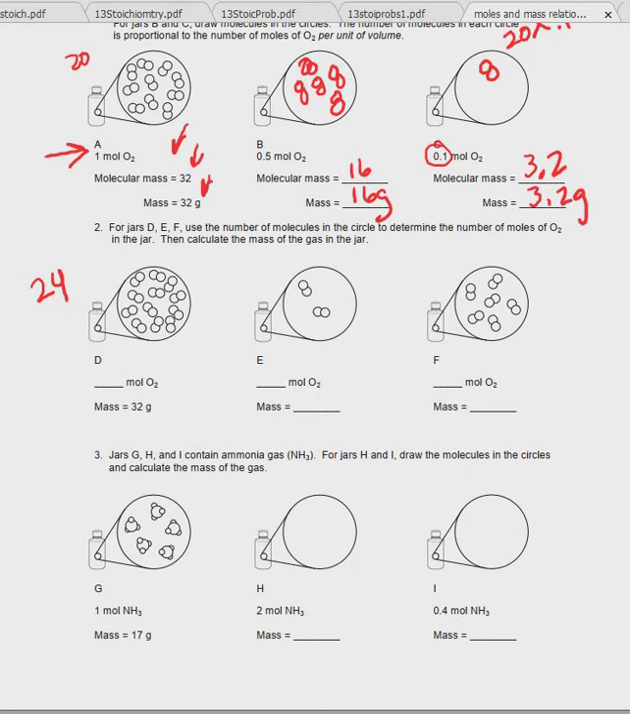We have 4. So here we go back to our ratios. 4 divided by 24 equals 0.167. Okay, so then we would multiply the original.